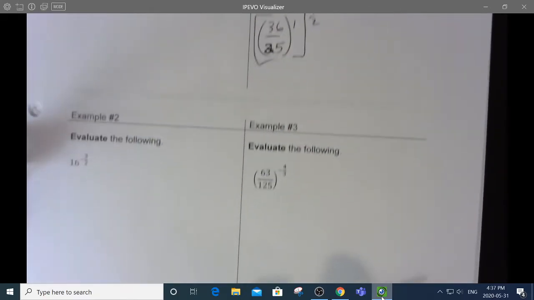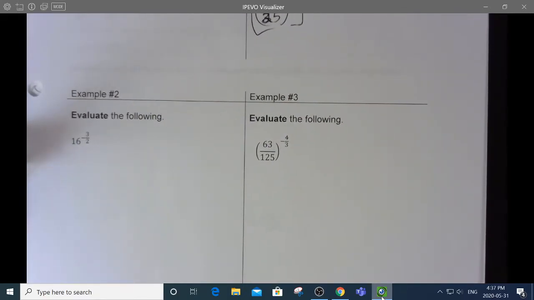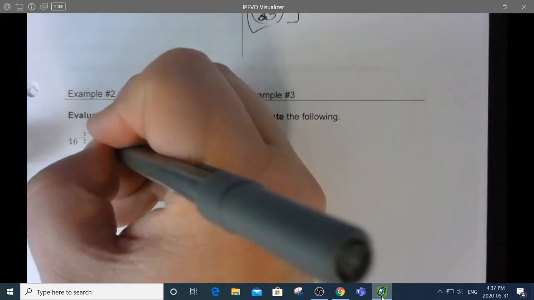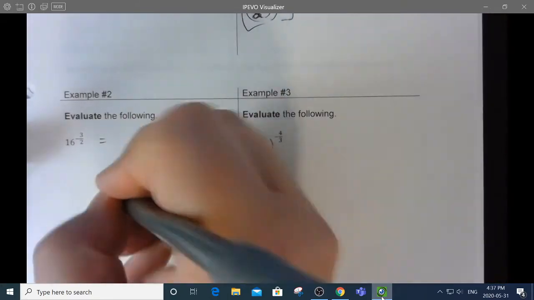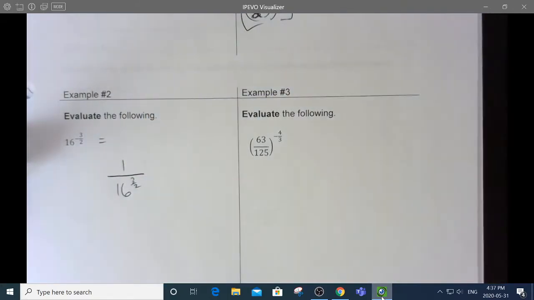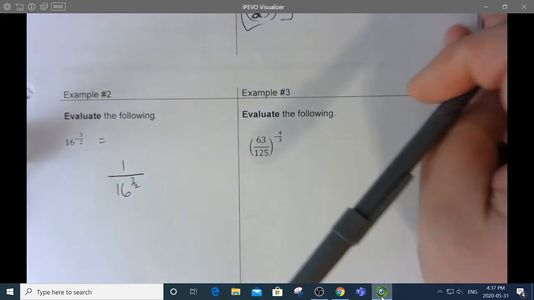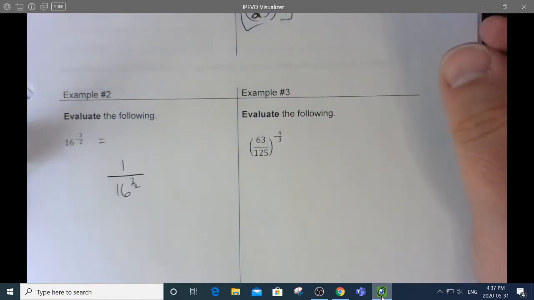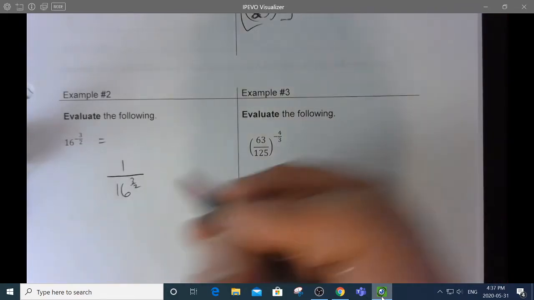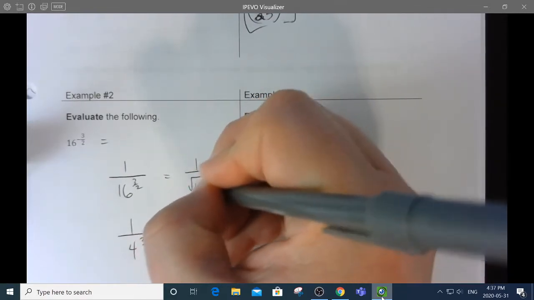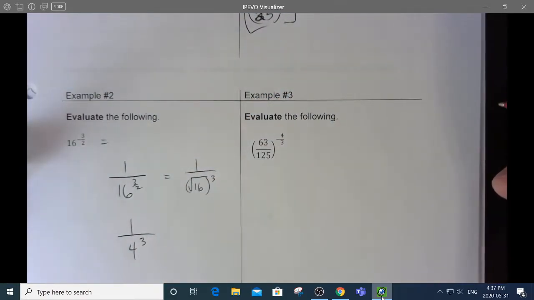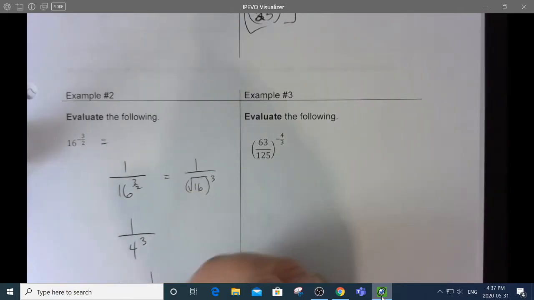All right. If that's making sense to you, why don't you try this one? 16 to the negative 3/2. So first things first, it's going to be a reciprocal. And then it's really 16 to the 3/2. Do you want to go 16 cubed square rooted, or do you want to go 16 square rooted cubed? I think I'd rather do the square root first because I know what the square root of 16 is. I have no idea what 16 cubed is. So it's going to be 1 over 4 cubed. And if you need a step between there and there, I would write it like this, if you like. And then that would, of course, be 1 over 64.